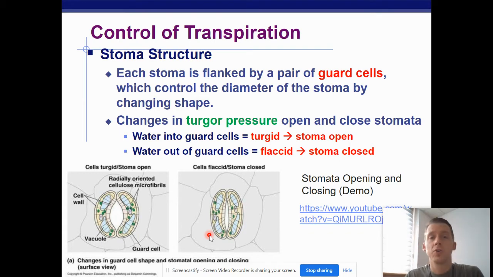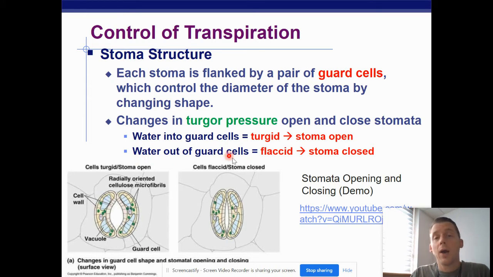Changes in turgor pressure are going to open and close the stomata. So when water goes into the guard cells, so water is flowing in, the guard cells are going to inflate and become turgid. So the stomata are going to open. Kind of like little water wings you might have had as a kid. When they are inflated, they're open.